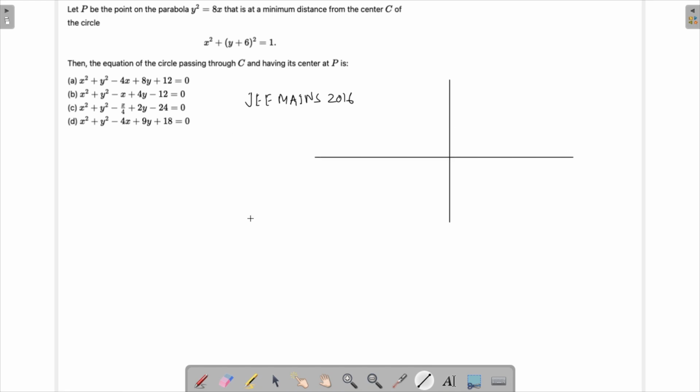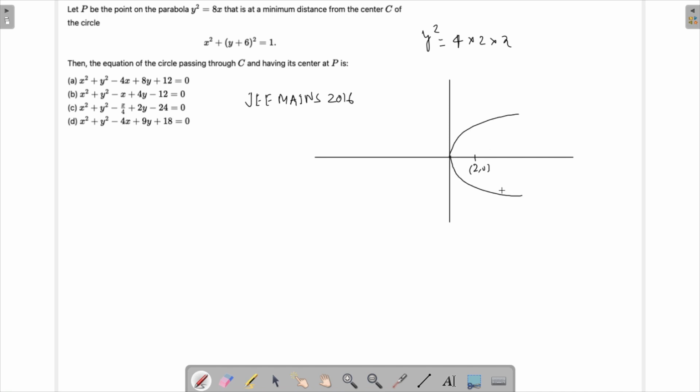So this is y square equals 8x. So I could write this as y square equals 4 into 2 into x so that we could get the focus of it, right? So the focus is somewhere here, (2, 0) it would be. And this is how a parabola would look.